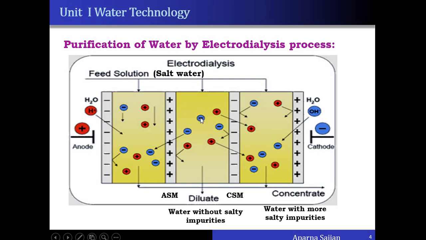Similarly, negative ions formed are allowed to pass through this positive membrane. Anion selective membrane is positive, so it allows the negative ions, but the negative ion is not allowed to pass through cation selective membrane because there is repulsion between the negative and negative ion. Charge repulsion takes place here. So these negative ions migrate towards anode, that is positive electrode. From the middle compartment we get water with less amount of salt or without any salt, and from the other side of the central compartment we get the concentrate, that is water with more amount of salt.